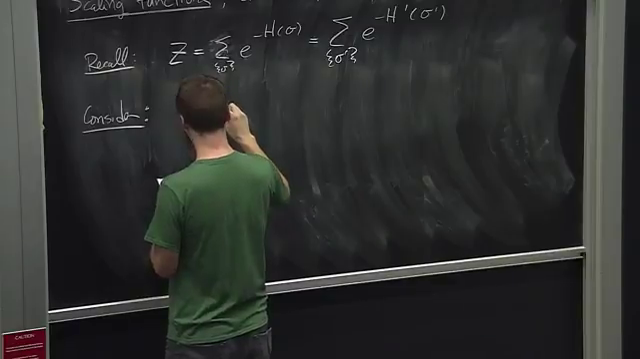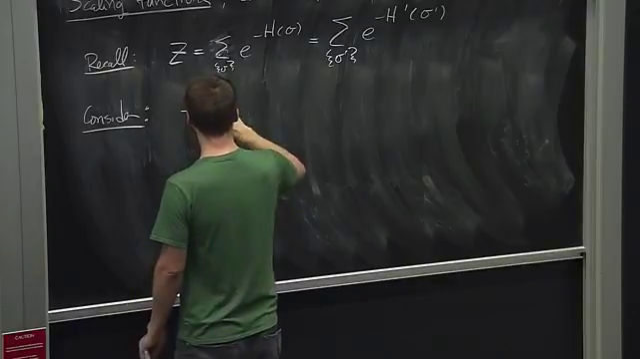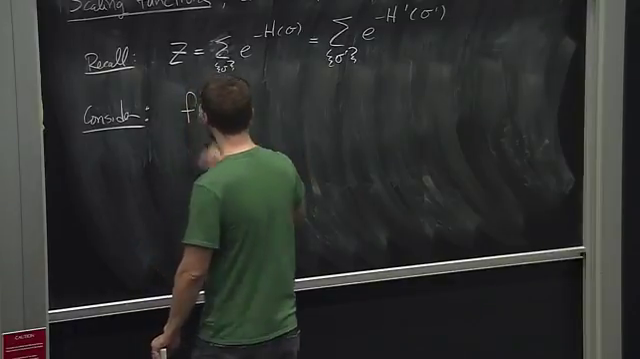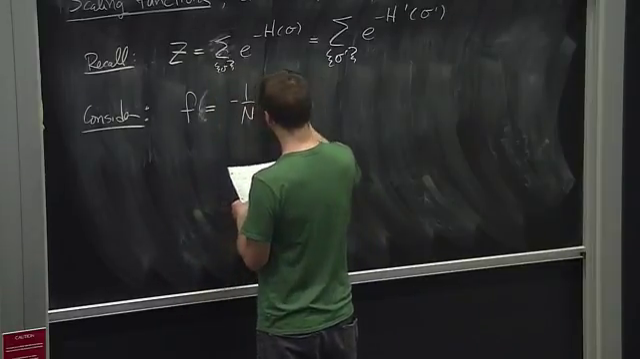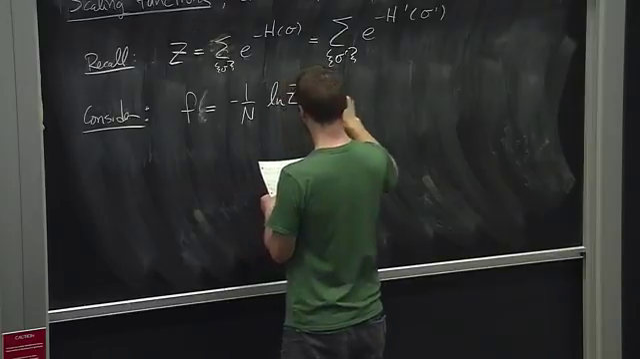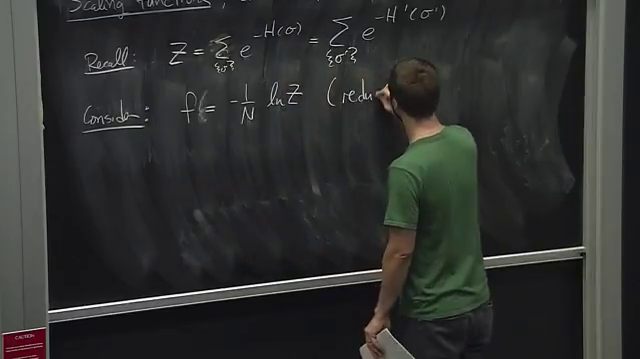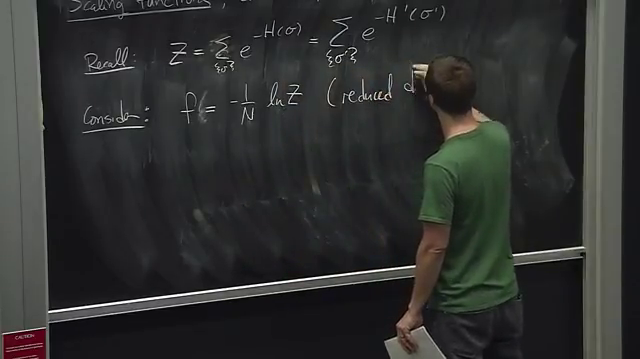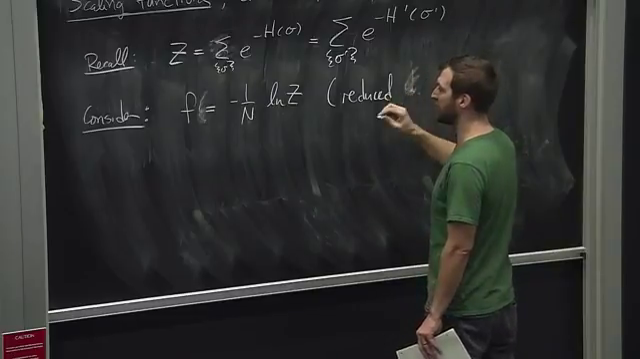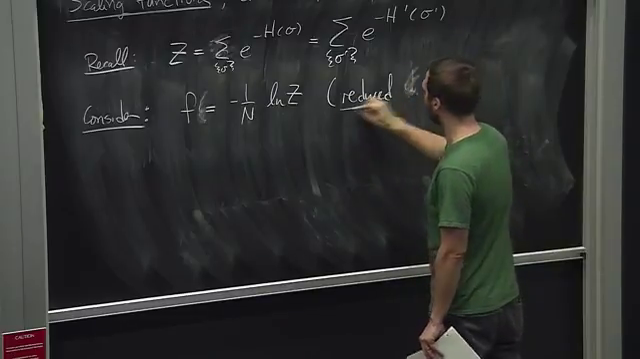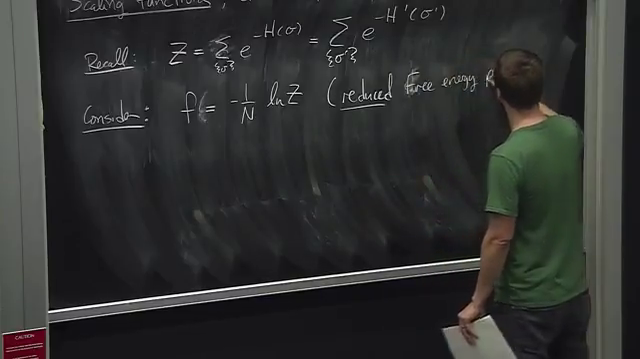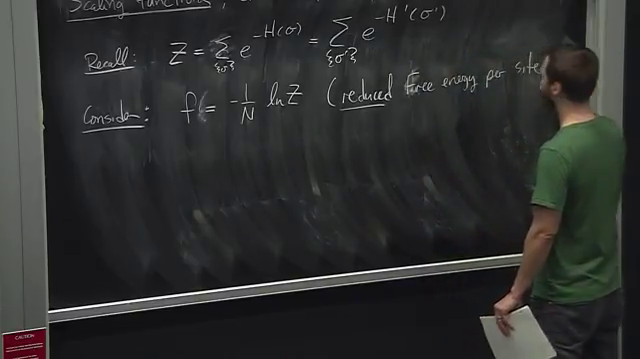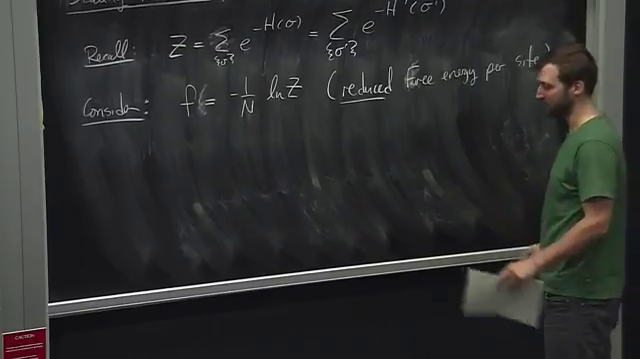So let me think of the free energy. Remember, I talked about the free energy density last week. The free energy density I'm just going to define as reduced. So the free energy density, small f, is the reduced free energy per site. Means I don't have any beta out in front. That's all it means.